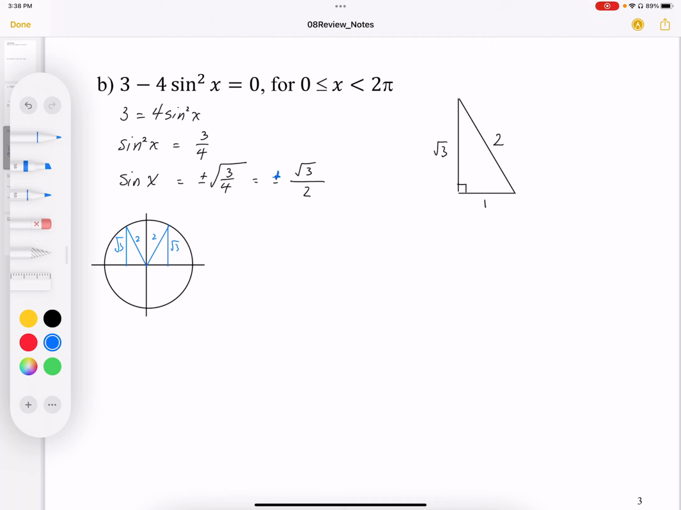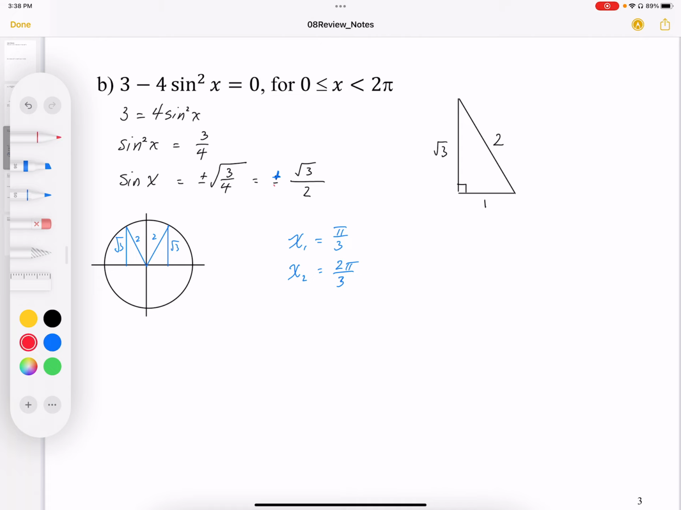So the x, I'm going to write this x1, is going to be equal to the 60 degrees, or pi over 3. And my theta 2 is going to be pi minus pi over 3, so 2 pi over 3. So it's a mirror image across the y-axis.